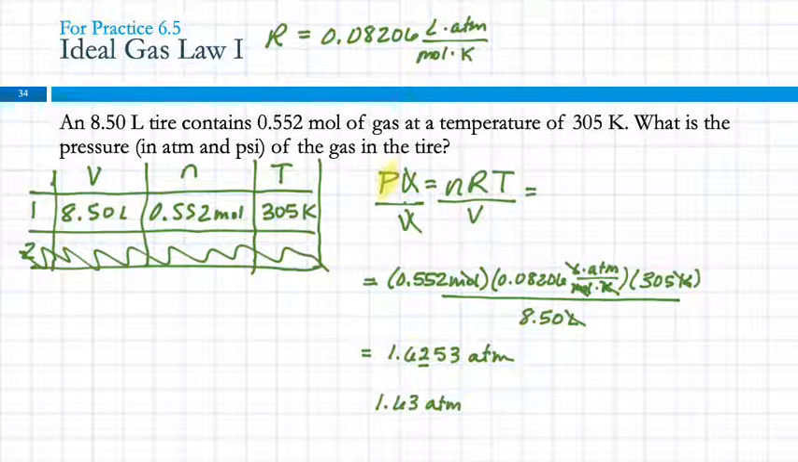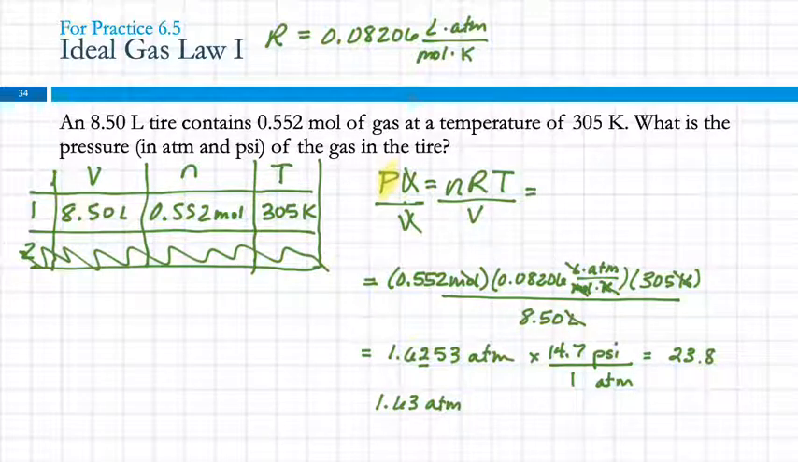So I'm going to take my unrounded number and convert to PSI. I'm going to refer to the pressure unit table, and I'm going to do this in one step, PSI on top and atmospheres on the bottom. And the table tells me that 14.7 PSI is equal to 1 atmosphere. And so that's going to give me 23.892 PSI, which I will round to 23.9 PSI.